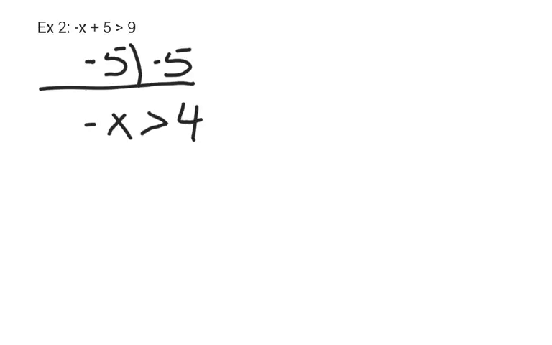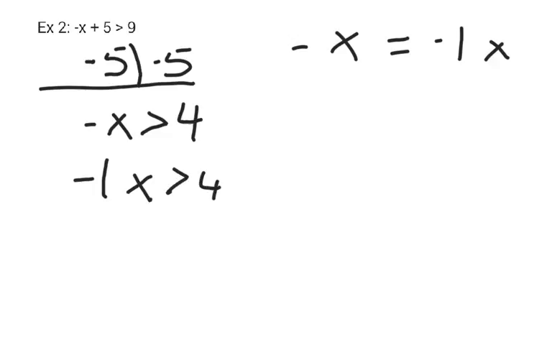Now, once again, we have to review, what does it mean to be negative x? Well, negative x is the exact same thing as saying negative 1 times x. Okay, so if you want to, write it that way. Negative 1 x is greater than 4. Well, we're multiplying between the negative 1 and the x. Therefore, we need to divide both sides by negative 1. And again, we'd love to say that x is greater than negative 4.